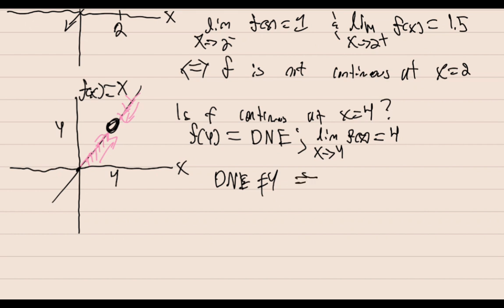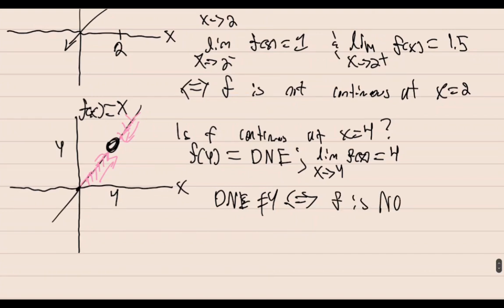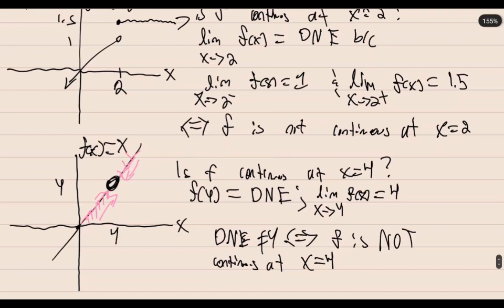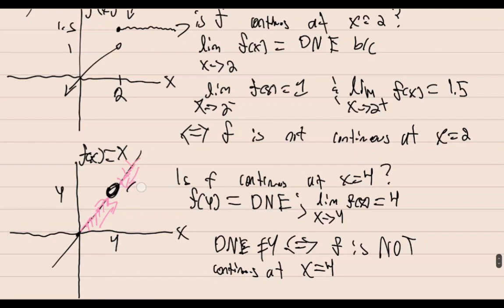So this tells us that f is not continuous at x equals 4. All right. And this discontinuity is just called a hole, I guess, removable discontinuity.